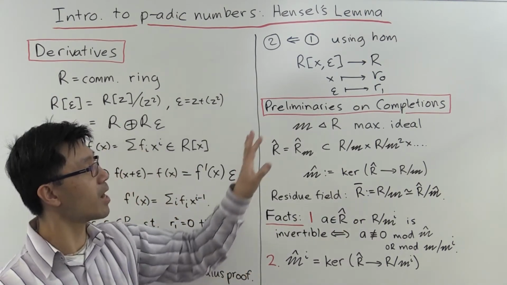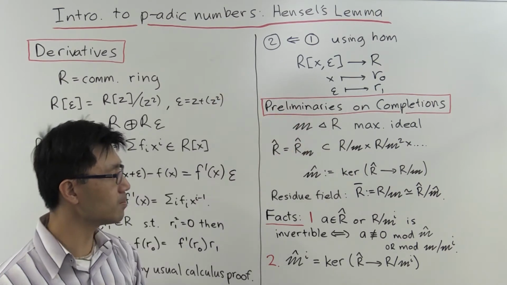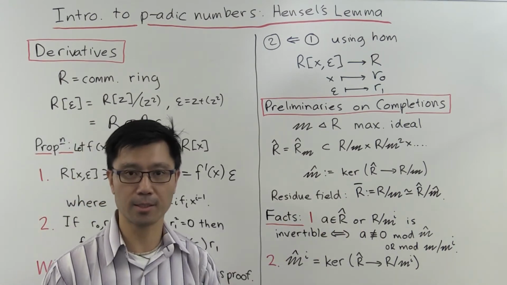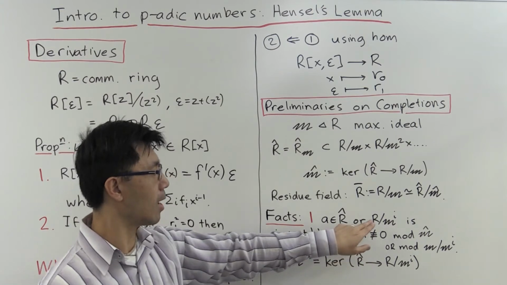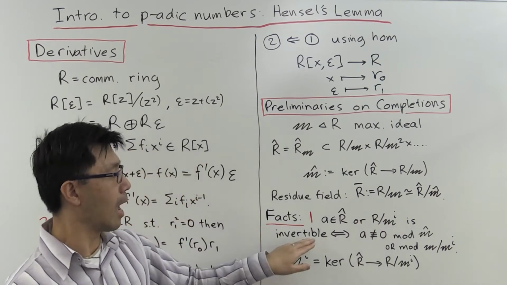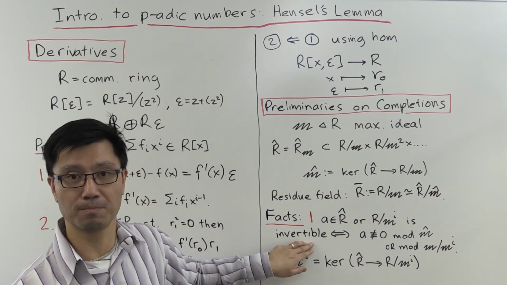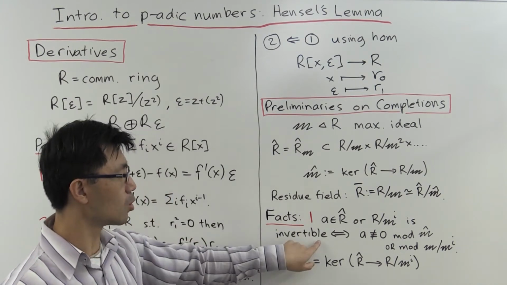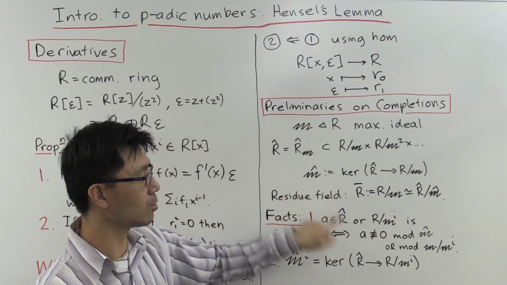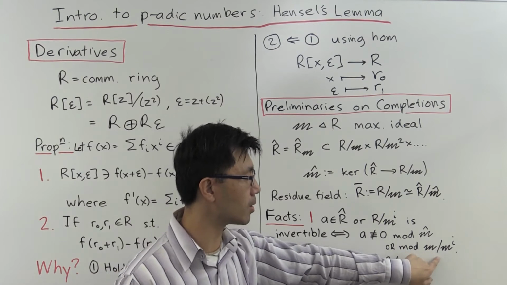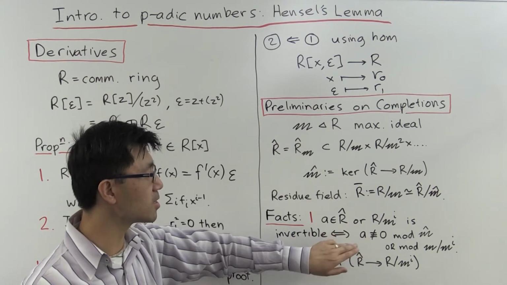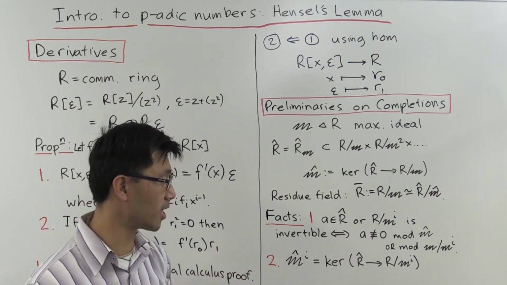Okay, I want to present some nice facts about this completion. So the first one is the following. If you have an element A inside this R hat, or also there's a parallel statement for R mod M to the I, can we easily check that it's invertible? And the answer is yes. So when is it invertible? Well, all you have to do is to look, in this case, modulo this M hat, or in this case, modulo its maximal ideal M mod M to the I, and check to see whether it's non-zero there. Okay, so this is a condition for invertibility, which is quite easy to check.